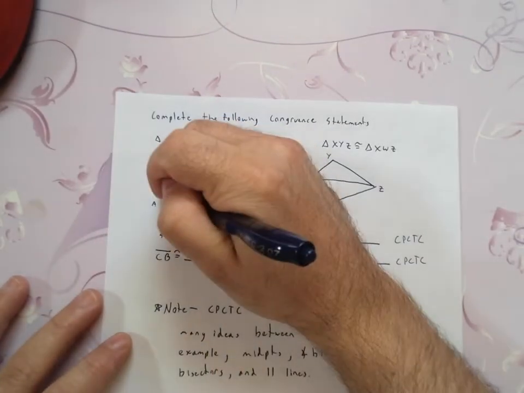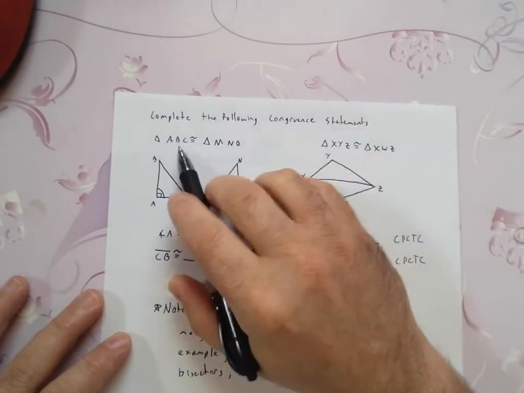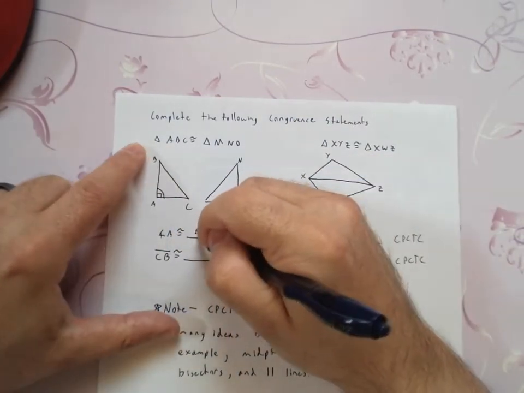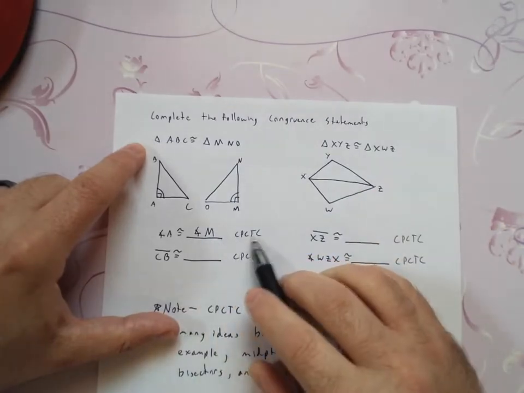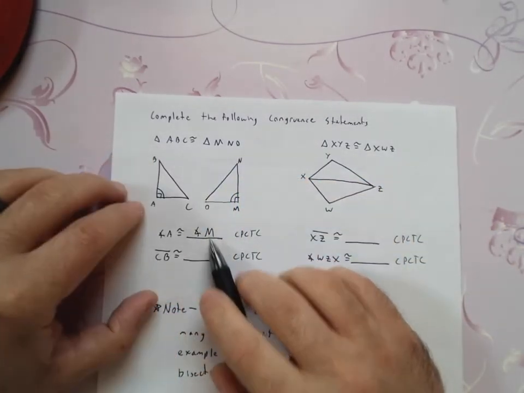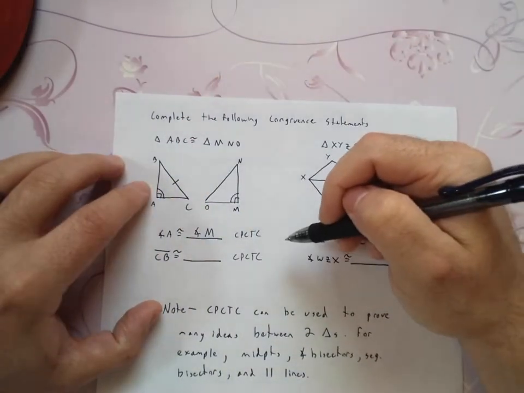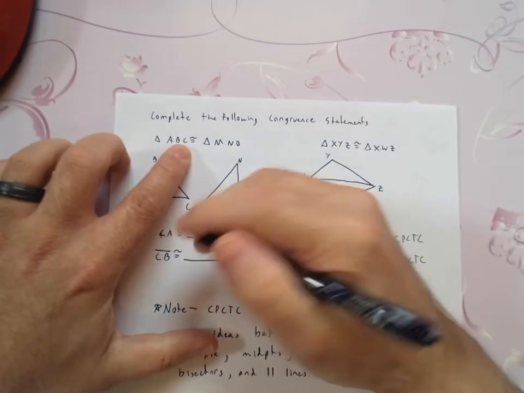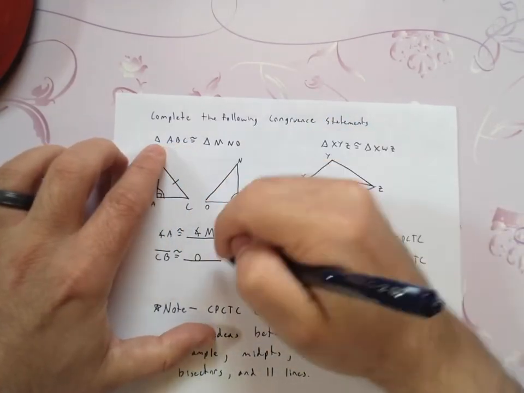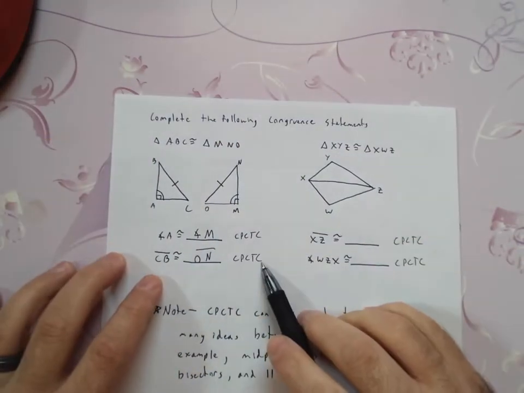Alright, so angle A has to match up with angle M. Again, you can use those congruent statements up here. A and M match up. So that means angle A has to be congruent to angle M because of CPCTC. My triangles are congruent. These guys have to be congruent. CB, so that's this guy, has to match up with, well, C matches up with O, B matches up with N, segment ON. And there you go, CPCTC. Okay.